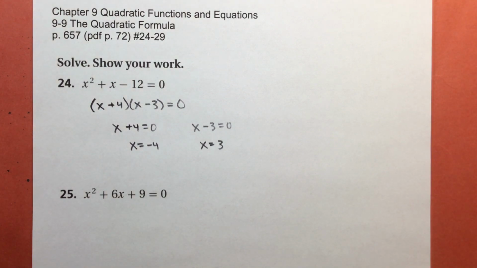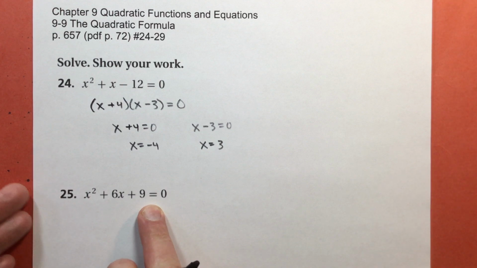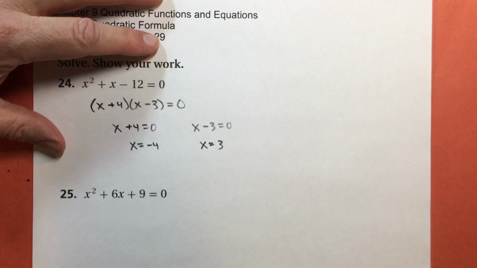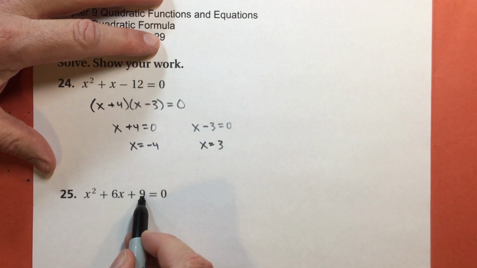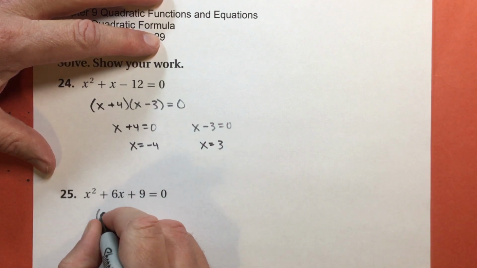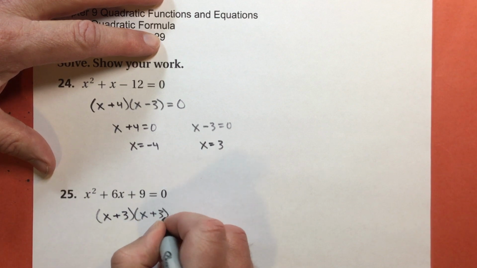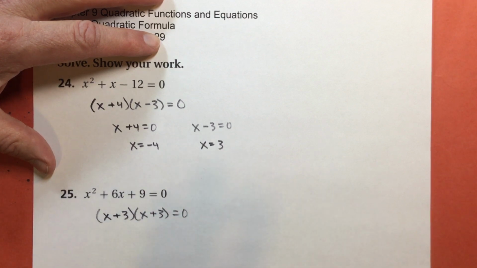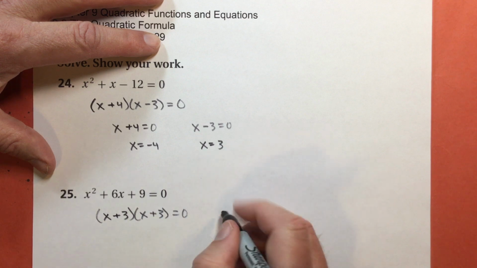For problem number 25, I noticed that this is a perfect square trinomial already. And this ends up as what two numbers multiply to give 9 but add to give 6. That's x plus 3 times x plus 3. But I'm going to just modify this one a little bit. Notice that that's the same as that. That's a perfect square trinomial.